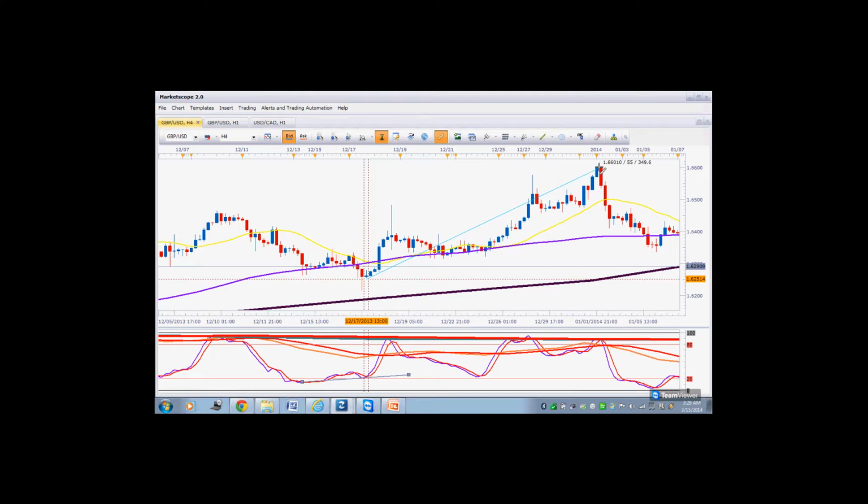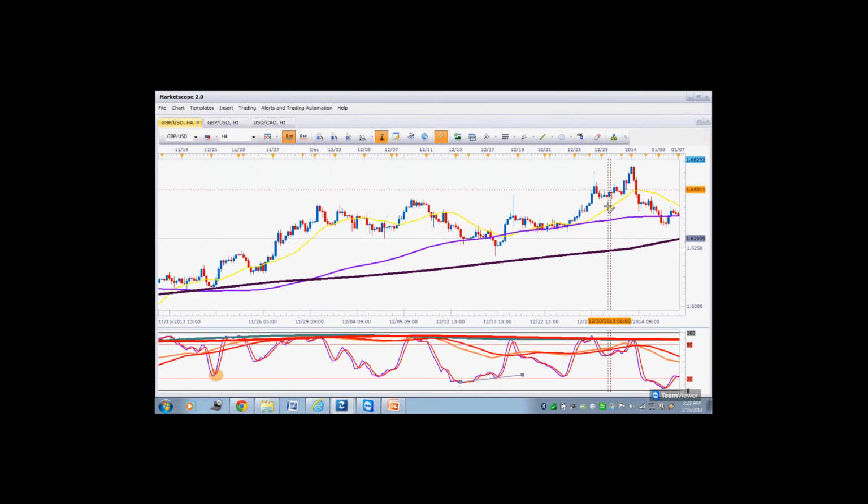You see the power of multiple time frame analysis using our indicators, combination of indicators, moving average, and multiple time frame stochastic. See, actually here there are two opportunities to enter this trade.